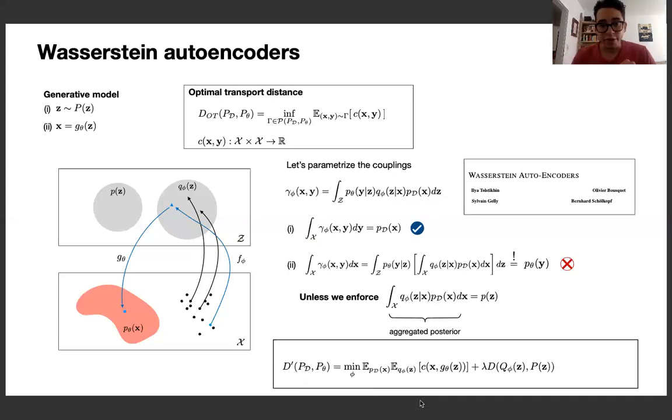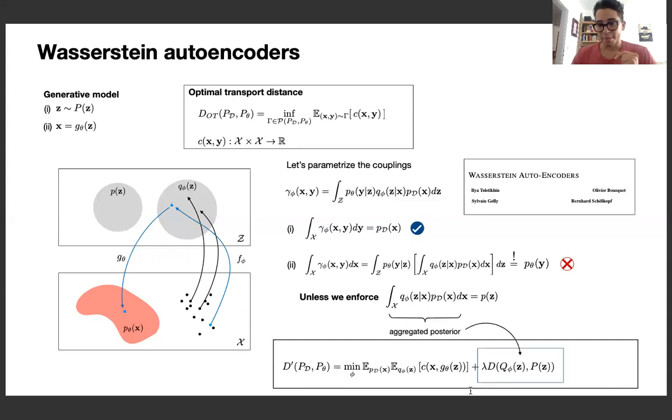So let's replace our couplings into our original equation, and it basically boils down to the first term here, and the constraint to have the aggregate posterior equal to the prior, which we added by hand. So we will add a regularizer. Lambda is some term that we need to fix, and once this constraint is fulfilled, then we are really getting this optimal transport distance.